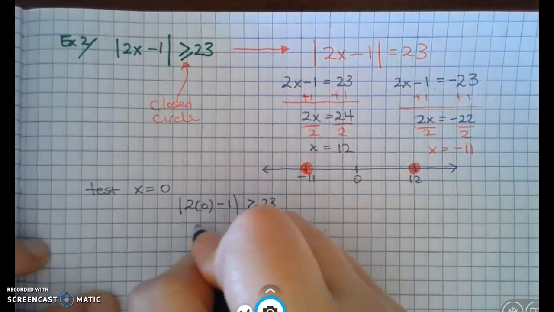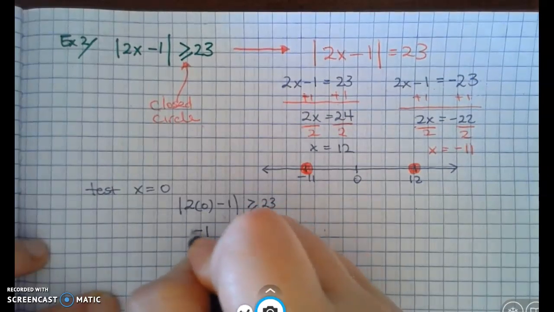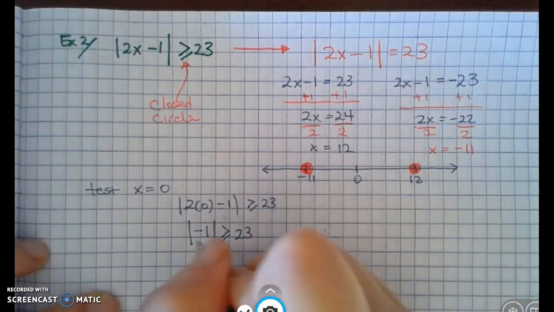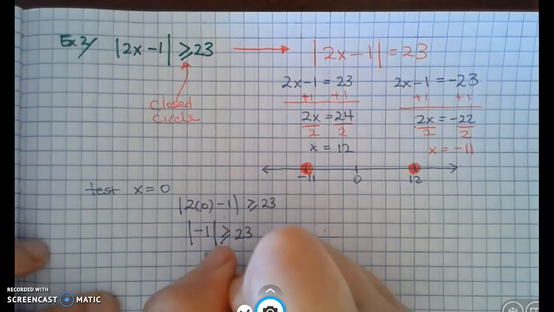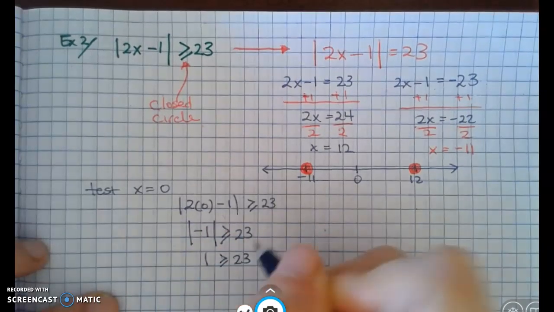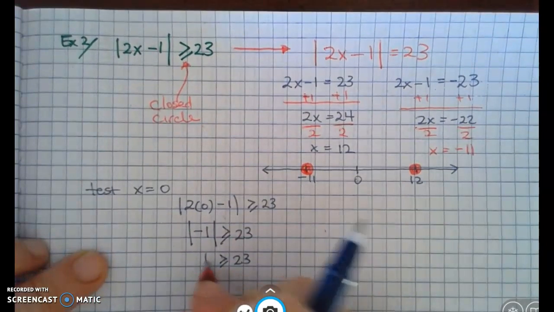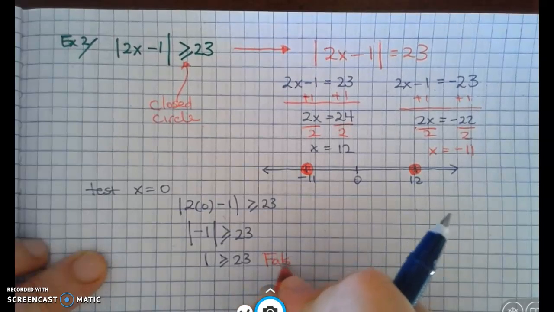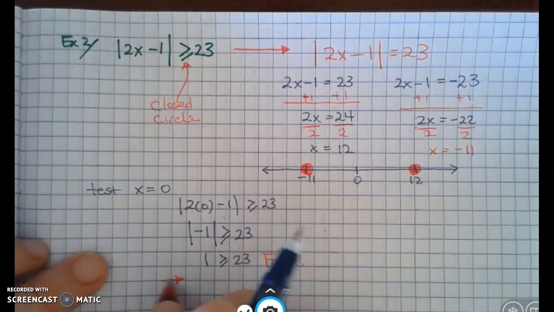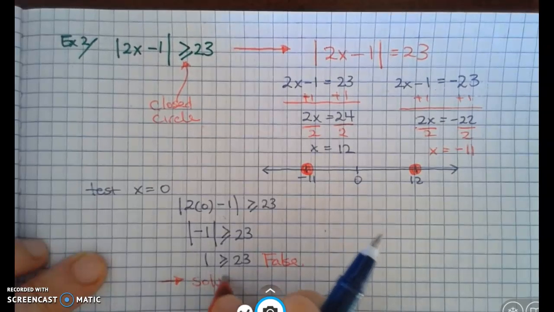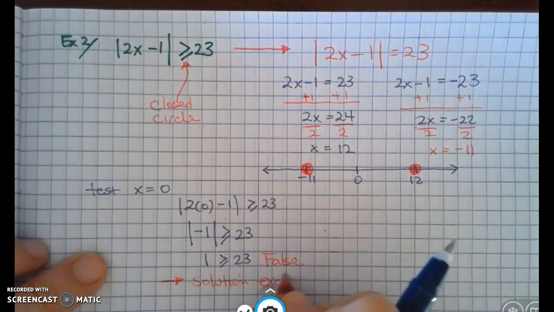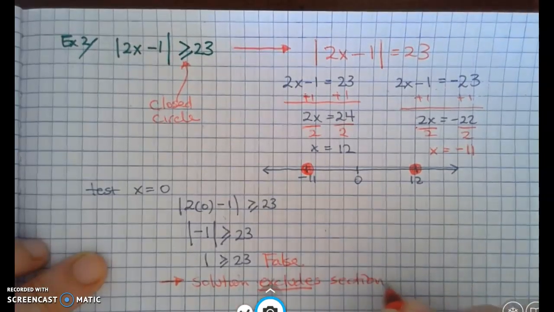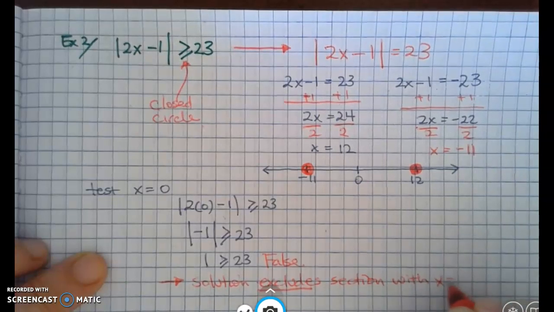What's 2 times 0? It's just 0. Minus 1 is just negative 1. The absolute value of negative 1, is that greater than or equal to 23? The absolute value of negative 1 is just 1. Is that true? Well, no, this 1 is not bigger than 23. So this is false. So that means that the solution excludes the section with x equal to 0.